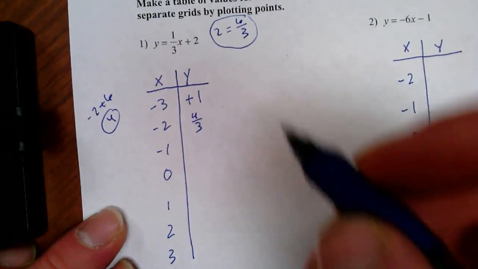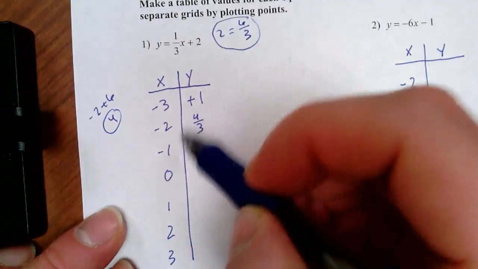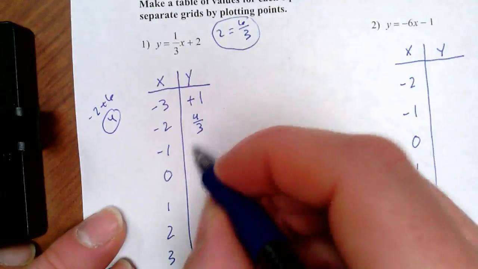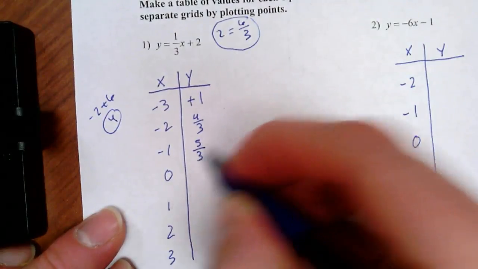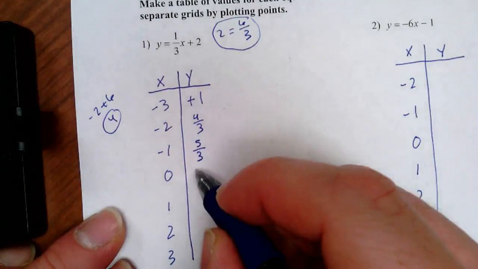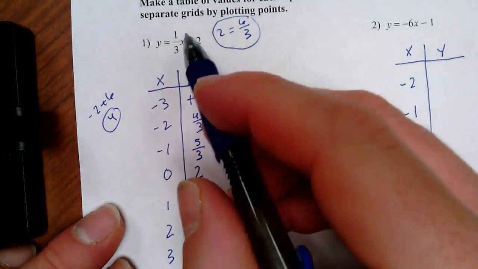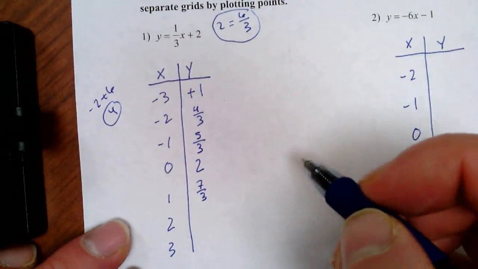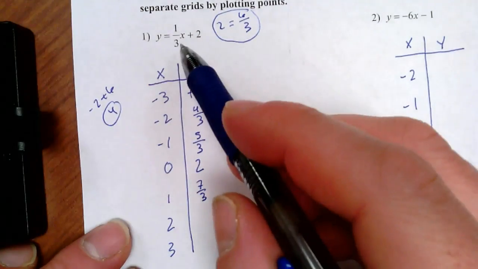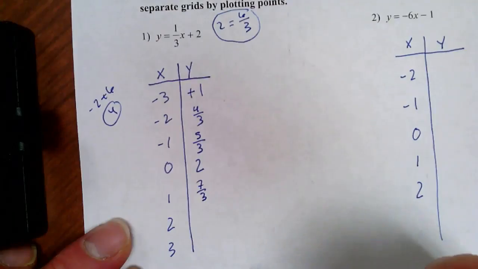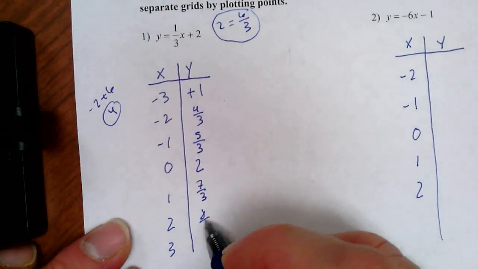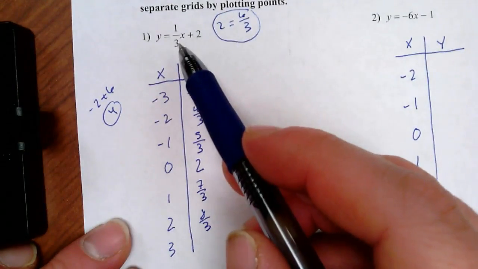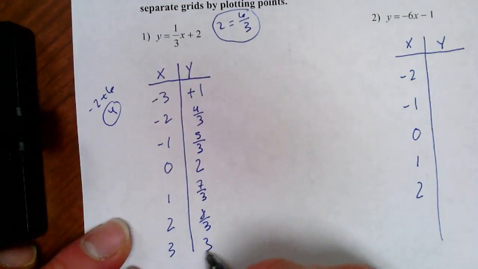And you can just use your calculator for this, by the way, especially if you have a calculator that does fractions. I'm just working it out by hand. Let's see, -1 times 1/3 is just -1/3 plus 6/3 is 5/3. 0 times anything is 0 plus 2 is 2. 1 times 1/3 is 1/3 plus 6/3 is 7/3. 2 times 1/3 is 2/3 plus 6/3 is 8/3. And 3 times 1/3 is 3/3, which is 1 plus 2 is 3.